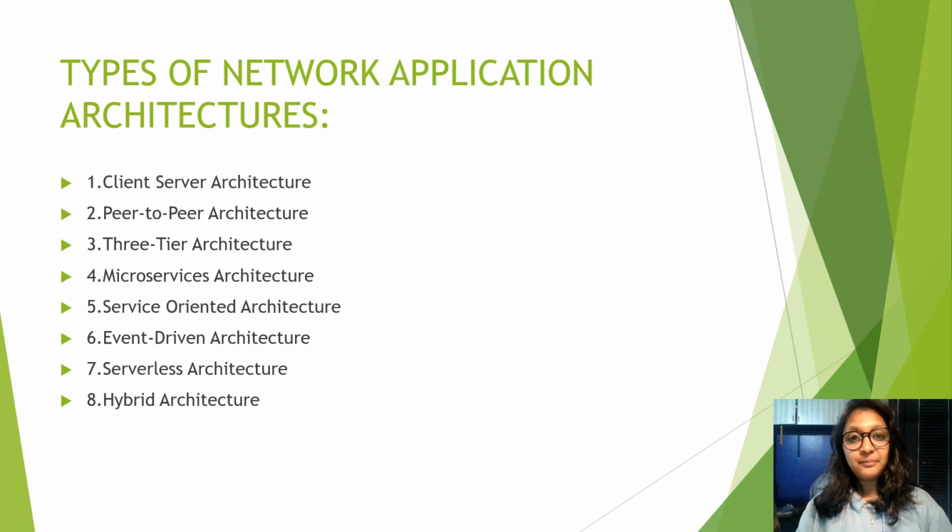There are many types of network application architectures, and they are client-server architecture, peer-to-peer architecture, three-tier architecture, microservices architecture, service-oriented architecture, event-driven architecture, serverless architecture, and hybrid architecture. These are the types of network application architectures. Now let us discuss each one in detail.